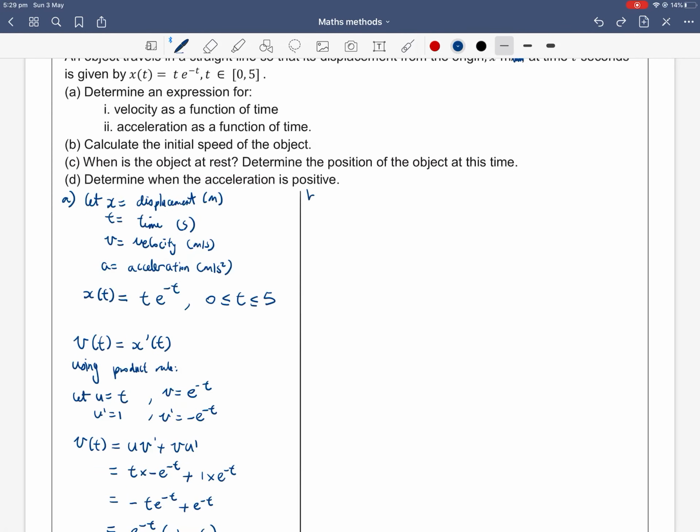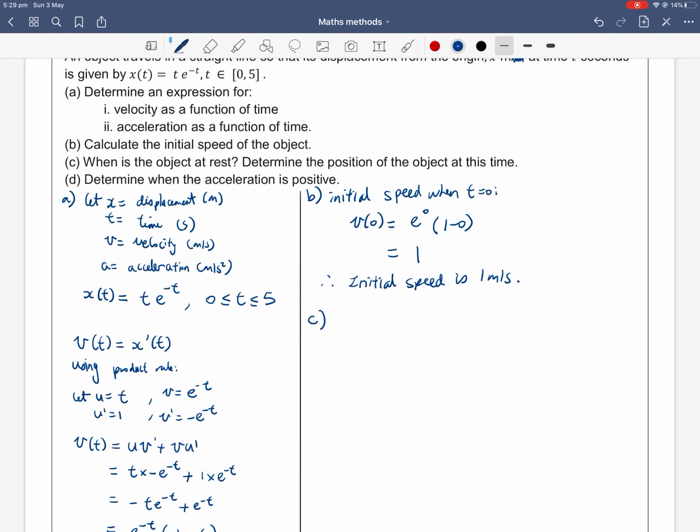Part B, calculate the initial speed of the object. Initial means when time equals 0. So v of 0 is just e to the 0 times 1 minus 0, which is 1. Therefore the initial speed is 1 meter per second.